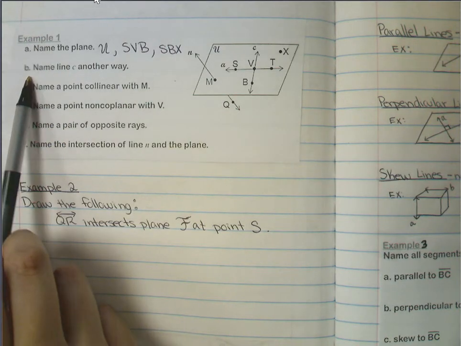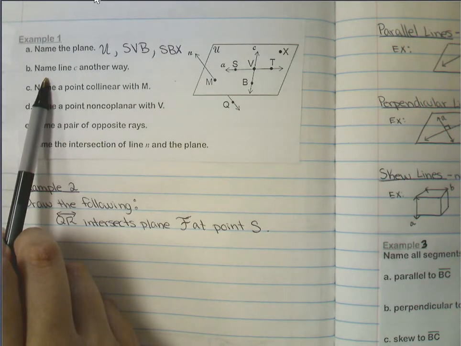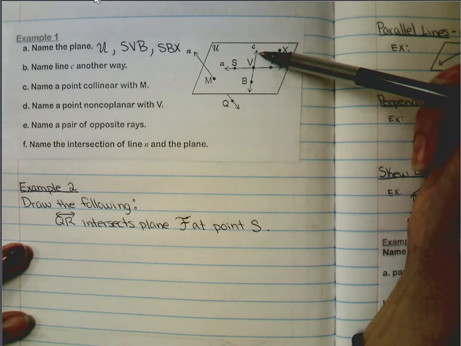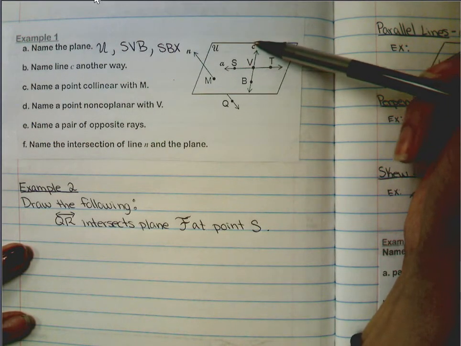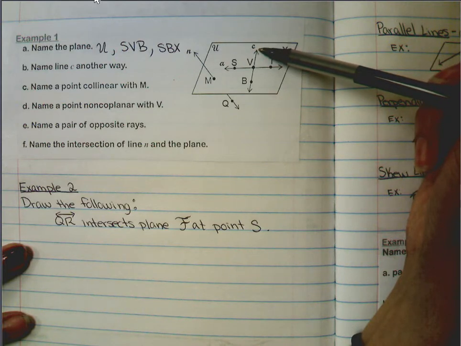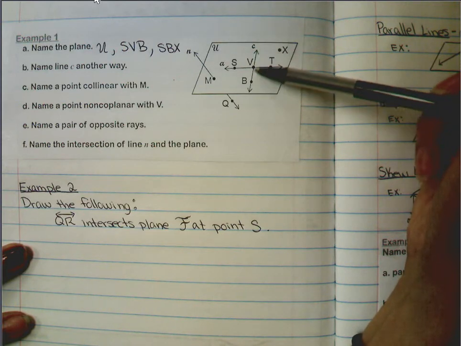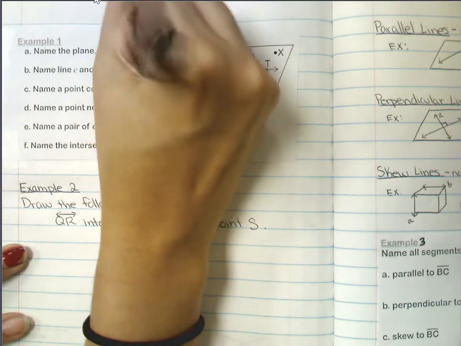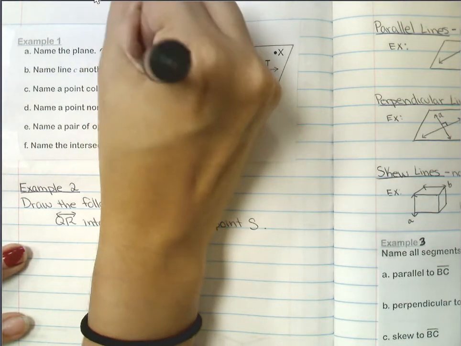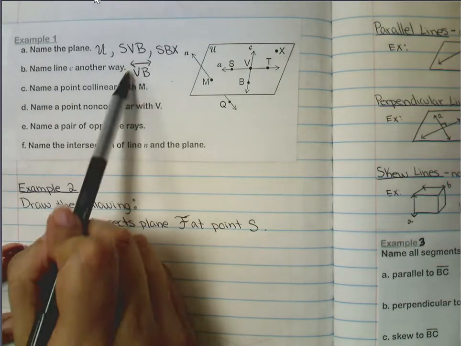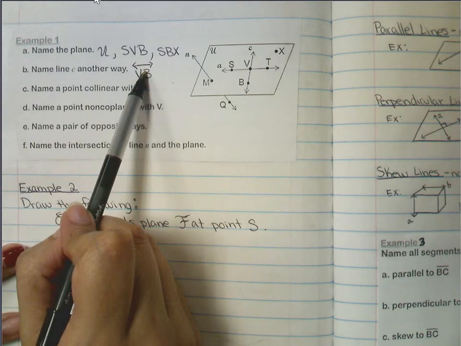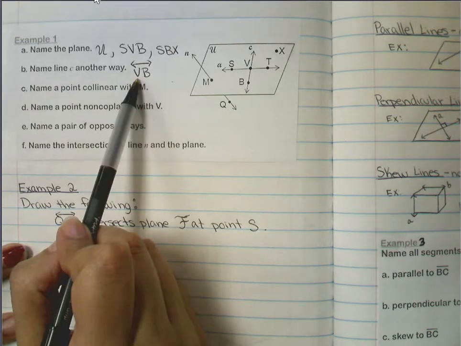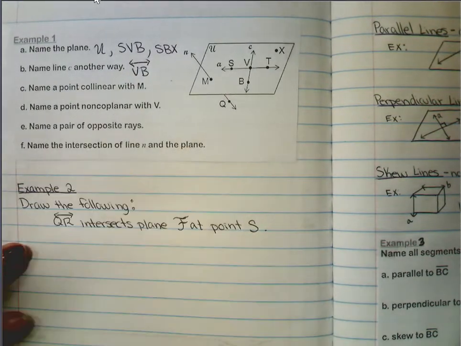For B, it says name line C another way. Line C is right here. So one way to name a line is by a lowercase cursive letter, or by using 2 points on the line. So I could name this line VB, and you have to have this symbol on top. If you forget the arrows, then it's wrong because it's not a line. It has to have the arrows on top. If you put B first and then V, it's the same thing, so you could also name it as BV.